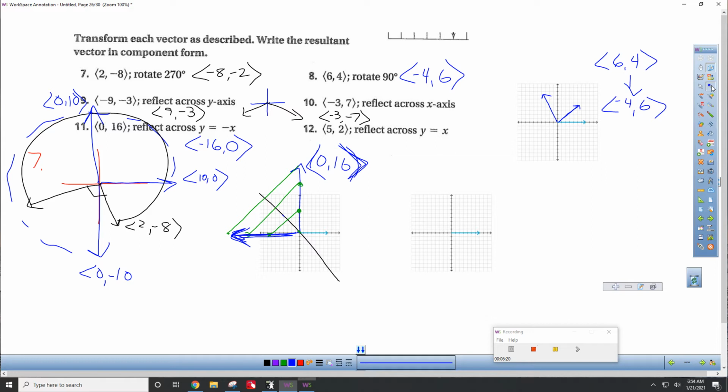5, 2, the line y equals x. That's that line. 5, 2. Let's see. Looks like that. And so I think the reflection would have to be right there. You know, once again, if you use our equidistance theorem, this point is supposed to go directly there and be perpendicular, and that's supposed to be perpendicular.